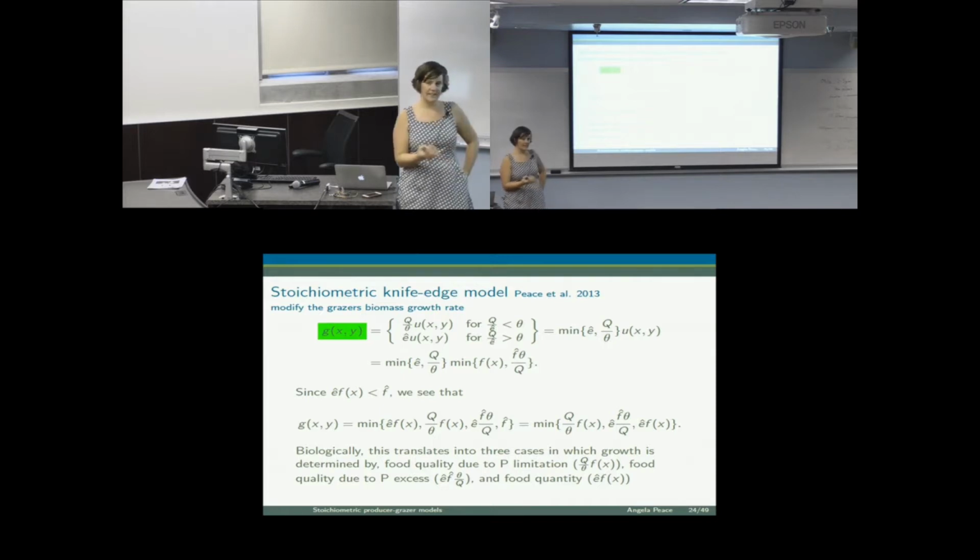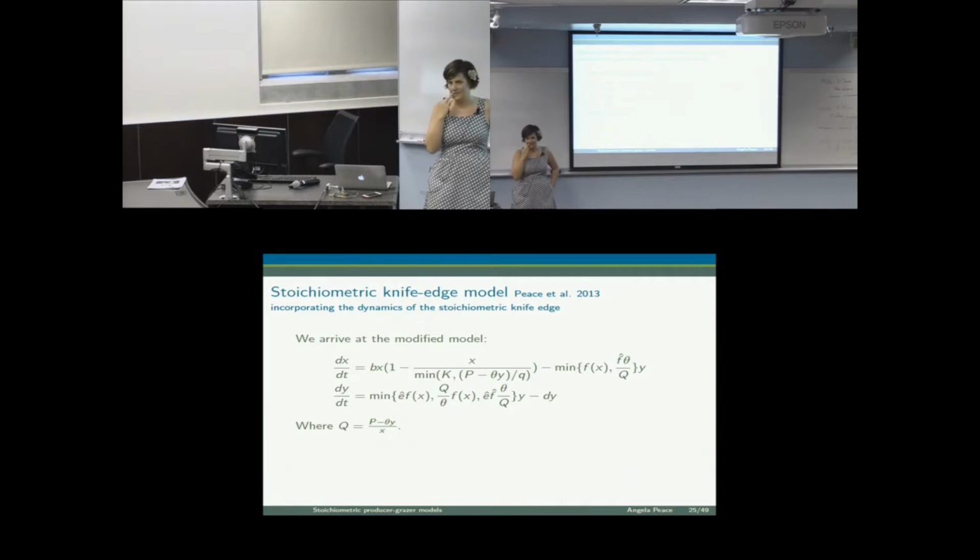And that translates nicely into 3 biological cases. The first one is when growth is limited by food quality because phosphorus is low. The second one is when growth is limited by food quality because phosphorus is in excess. And the third one is when growth is limited by food quantity. So putting all the pieces together, we have the stoichiometric knife edge model.